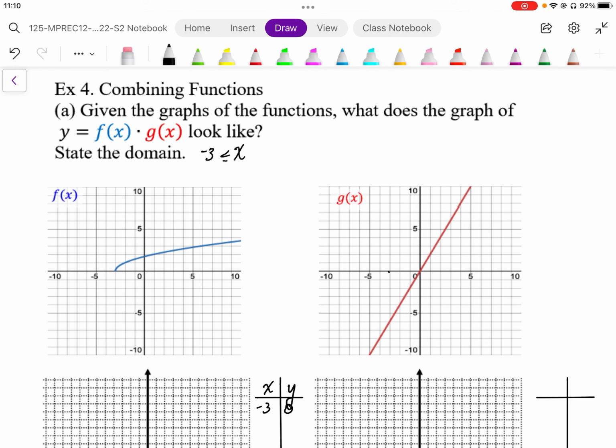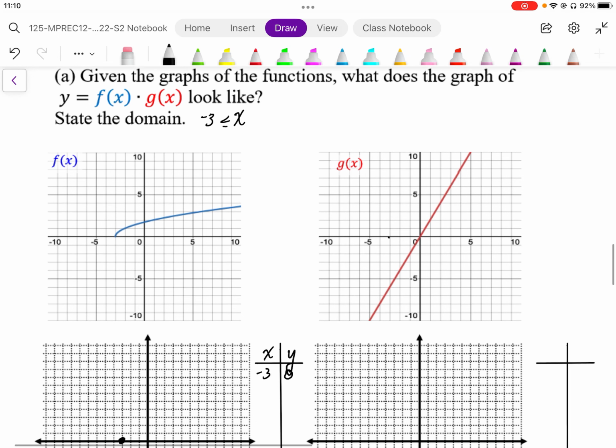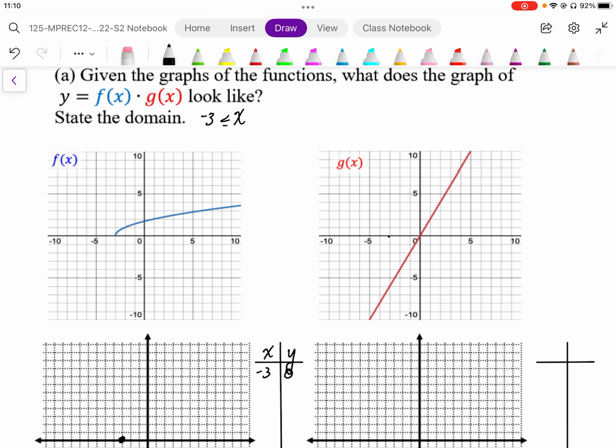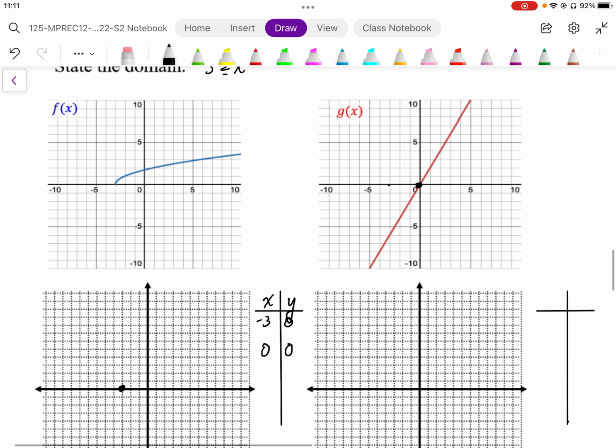Since this is a product, each of these functions represents a factor, and anytime a factor is equal to 0, we're going to get a 0. In this case, we have x equals 0, y equals 0 from the g of x function, and again, 0 times anything gives us y equals 0. So we're going to have coordinates at (-3, 0) and (0, 0).